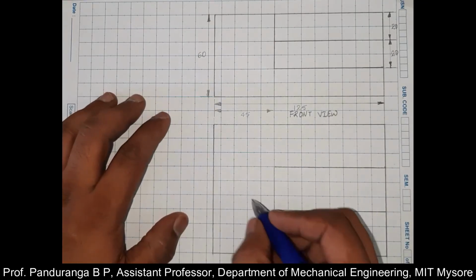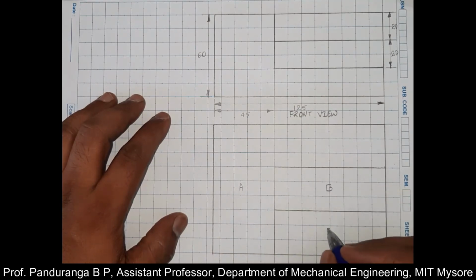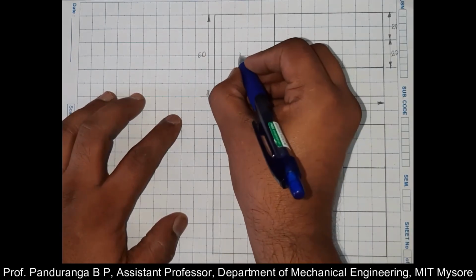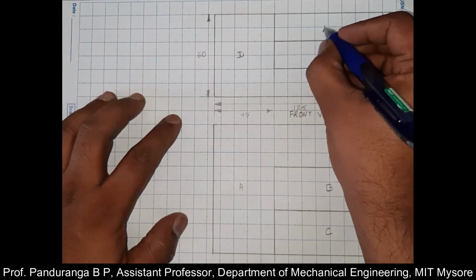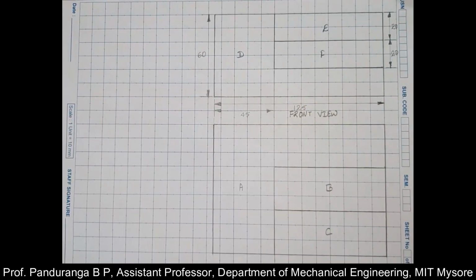I'll label the surfaces. This is A, this is B and this is C. This is just for your reference. You don't have to label them every time. Now we need to show the dimensions.